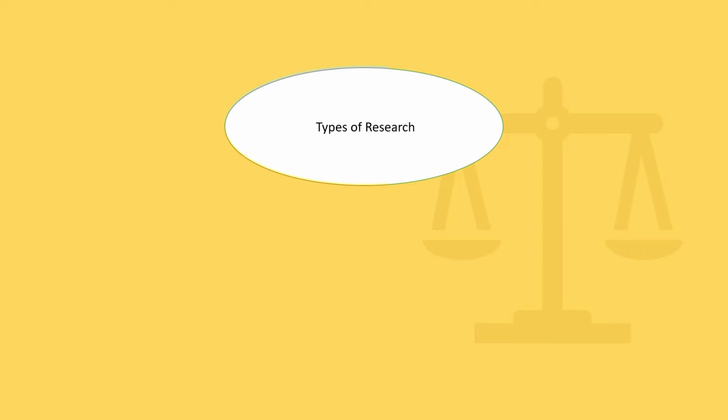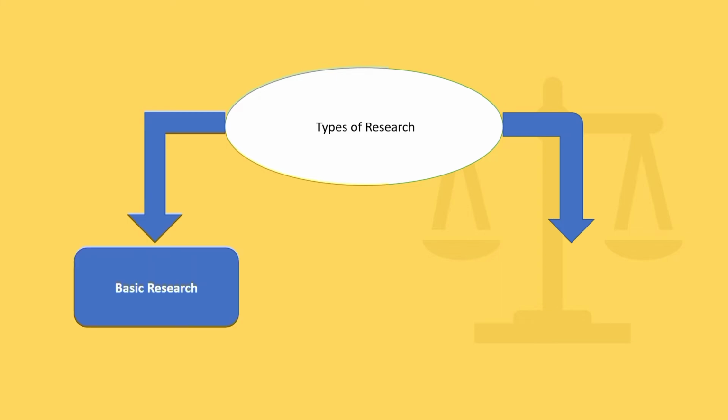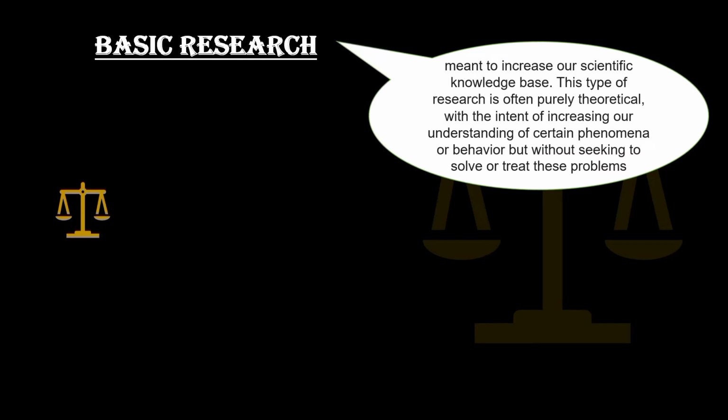These general definitions suggest that there are at least two major types of research, one of which is basic research and the other is applied research. Basic research is meant to increase our scientific knowledge base. This type of research is often purely theoretical, with the intent of increasing our understanding of certain phenomena or behavior, but without seeking to solve or treat these problems. Basic research is also referred to as pure research, theoretical research, or scientific research.